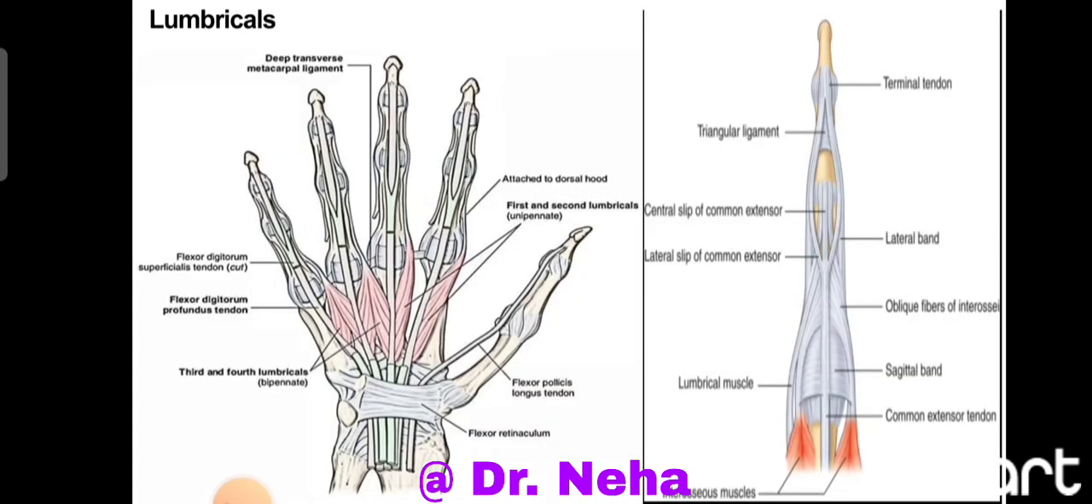Then we have the lumbrical muscles. So these are the lumbrical muscles. These are also 4 in number. First and second lumbrical muscle, they are unipinnate. Third and fourth lumbricals, these are bipinnate muscles. These muscles are arising from the flexor tendons, and they are inserting into the dorsal digital expansion.